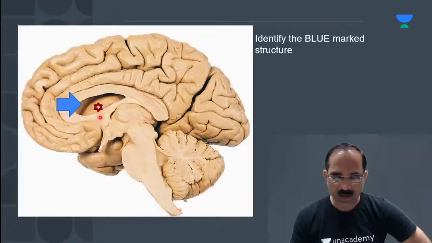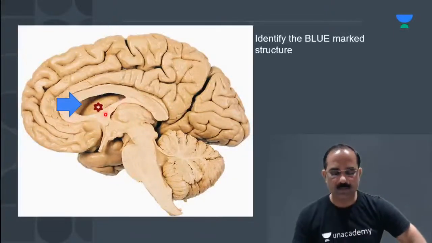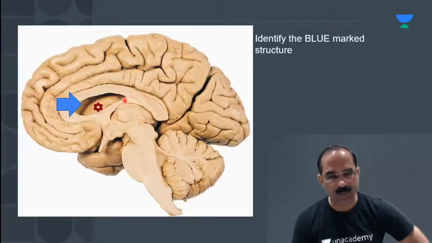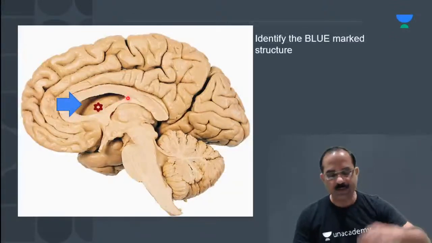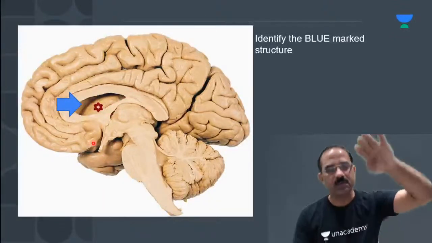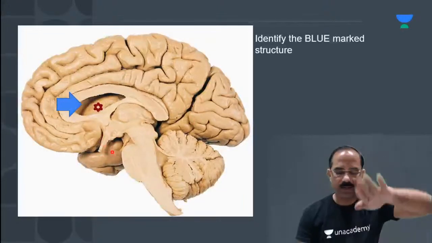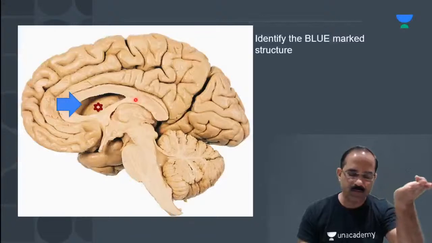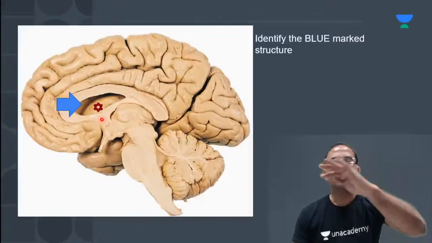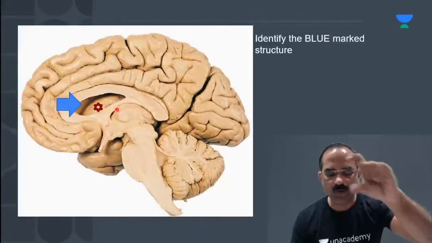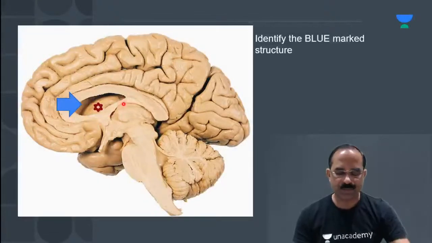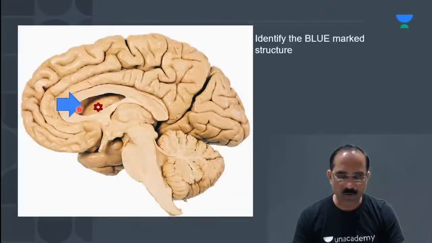What is this, students? This is white matter, and it actually comes from below, from the temporal lobe, from the hippocampus. It comes around like this, and this is what we call the fornix.